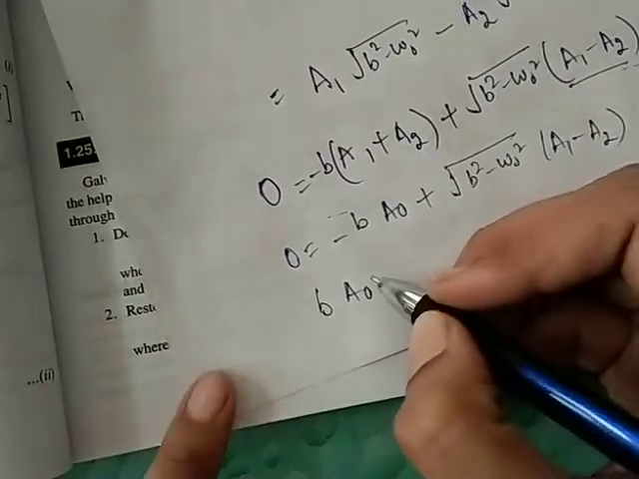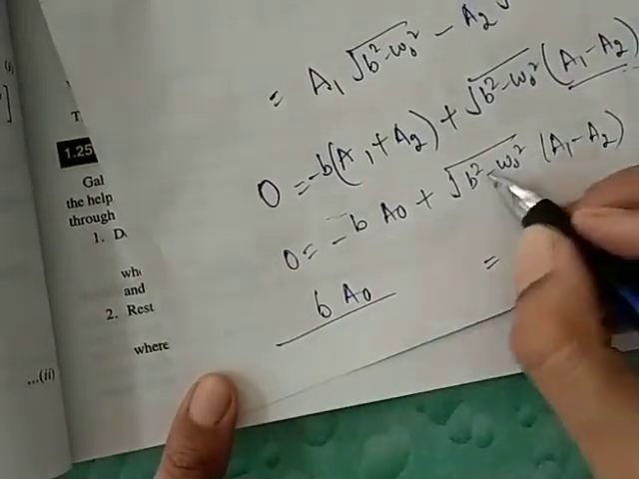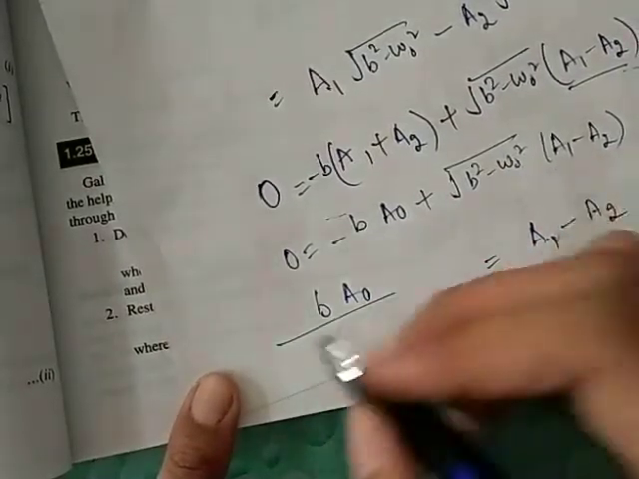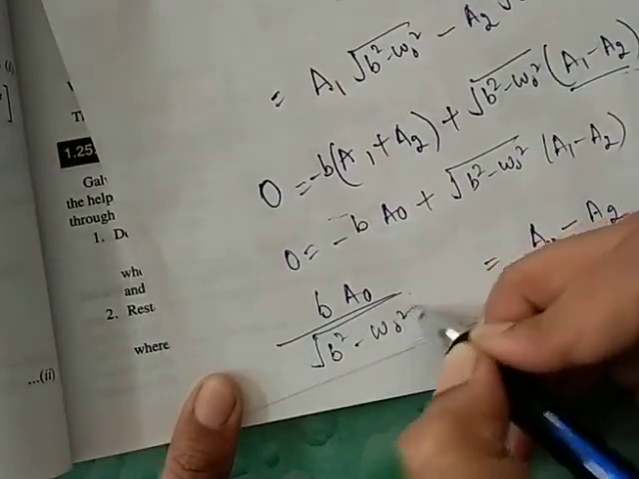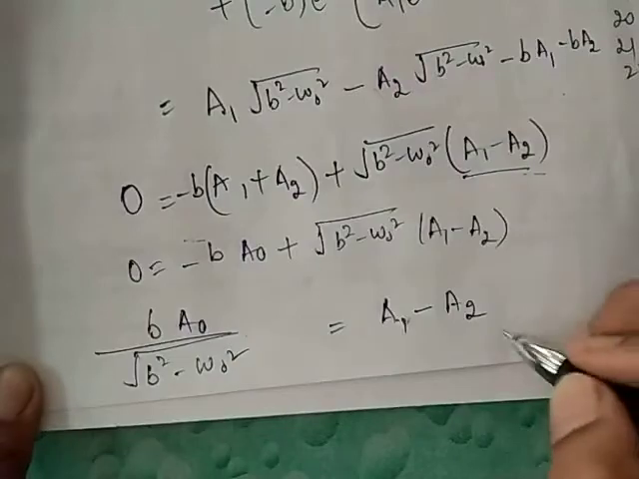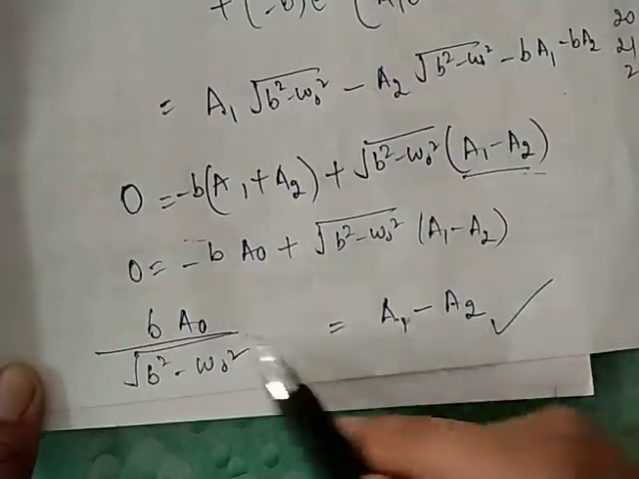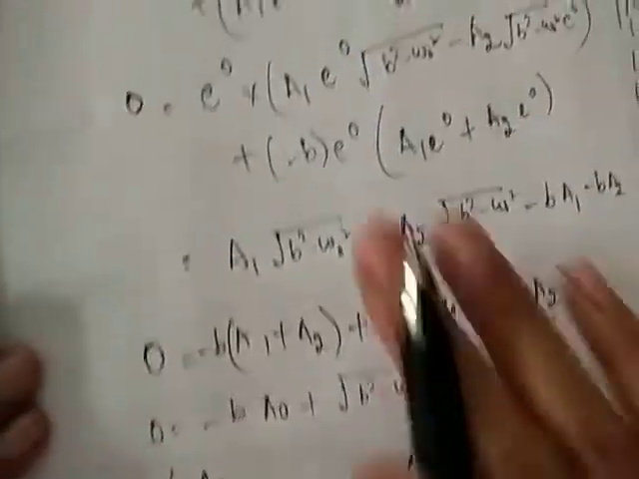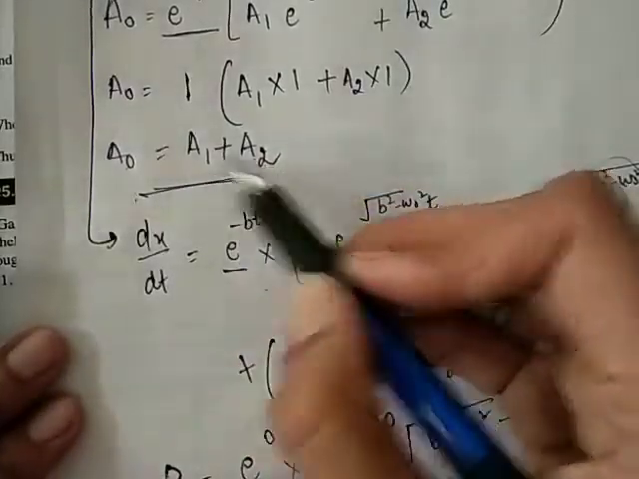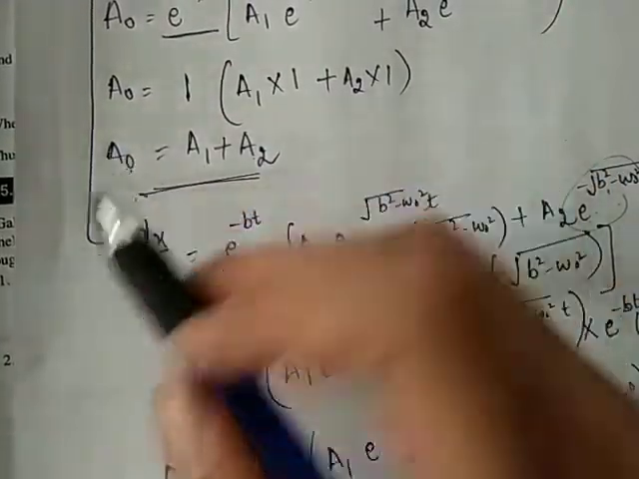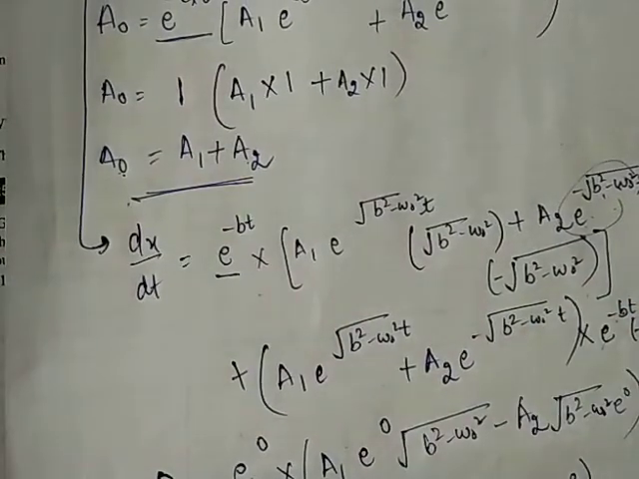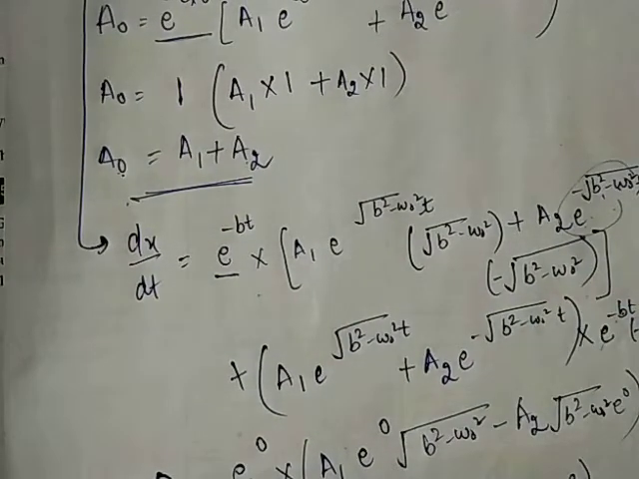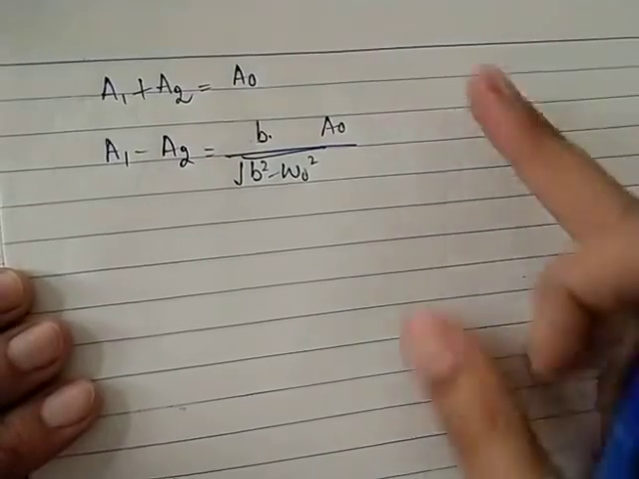b a naught divided by, because this is multiplying it, so in this part it would be divided like this. So I have this equation, a1 minus a2 is equal to this, and the other equation is a1 plus a2 is equal to a naught. So I can easily find the two values of a1 and a2. I'll just show you. So I have these two equations.